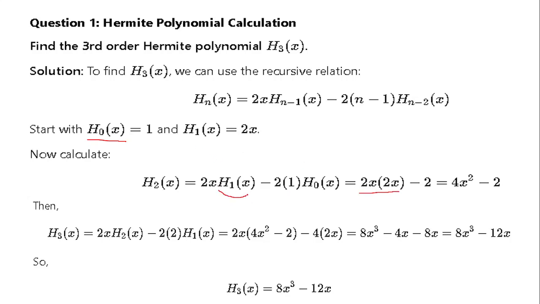This value, we already have it. So by the time we put everything, we're going to get 4x squared.